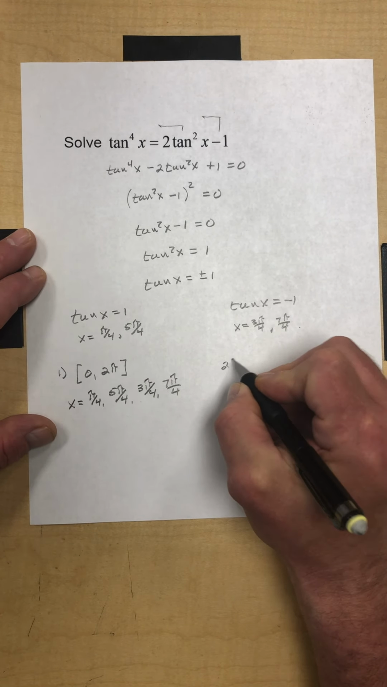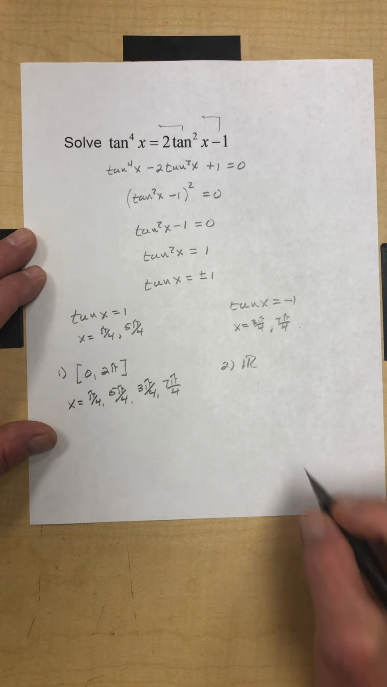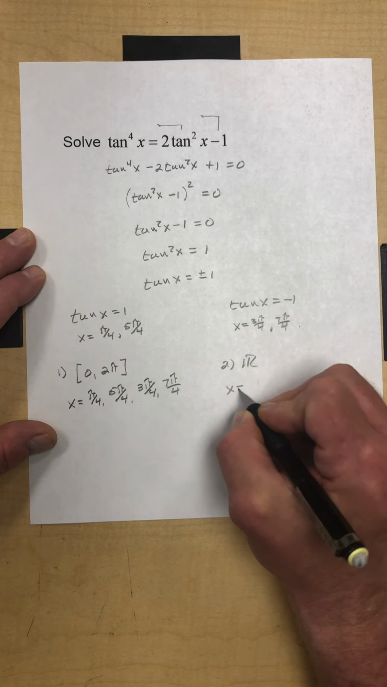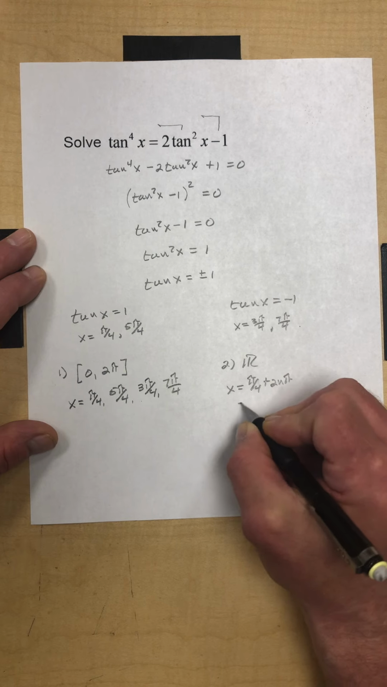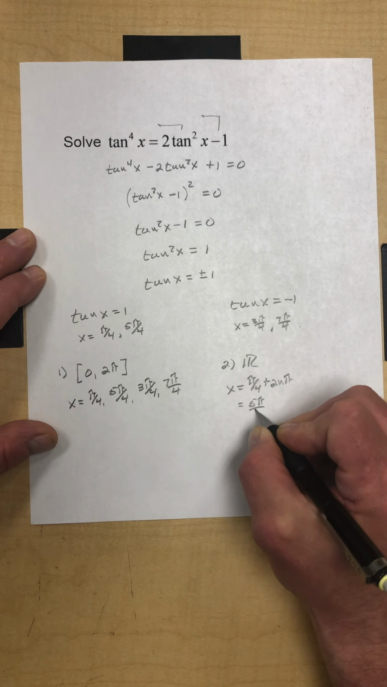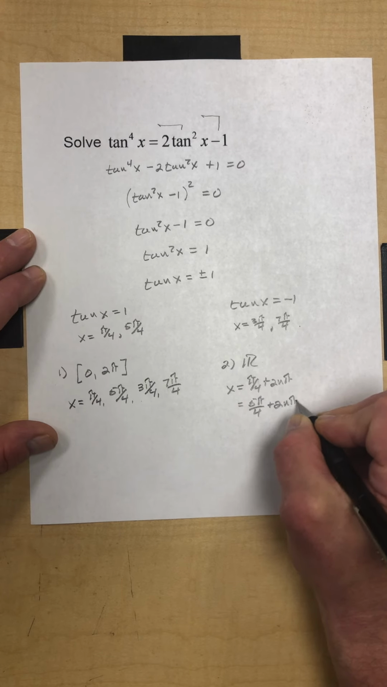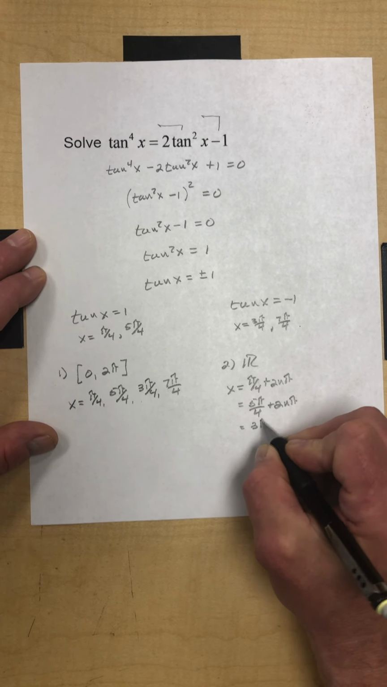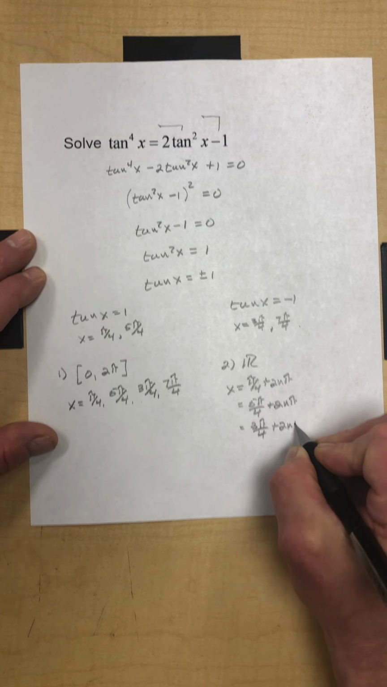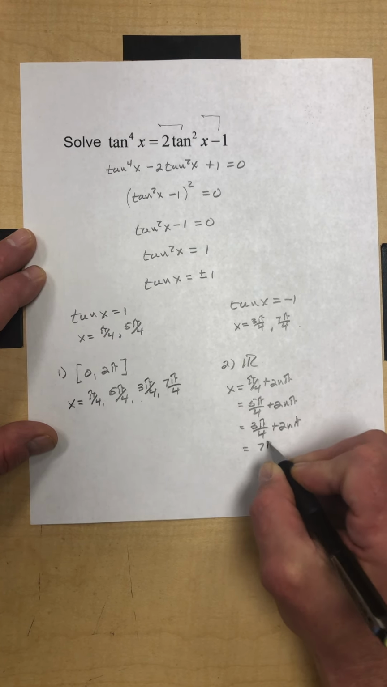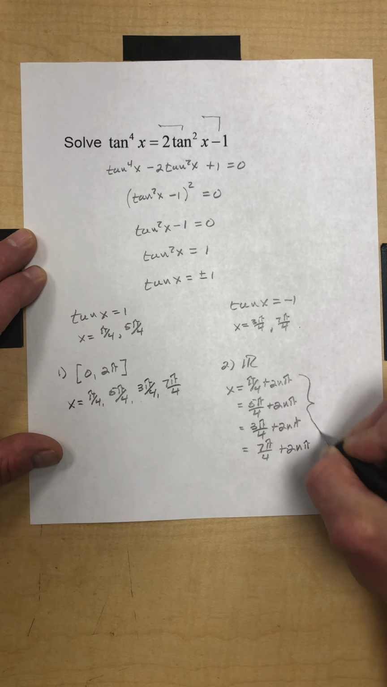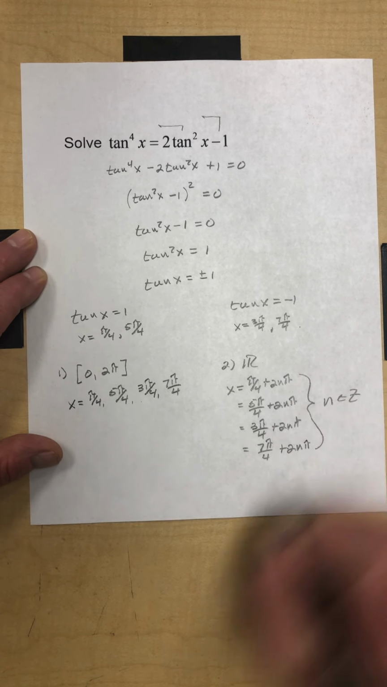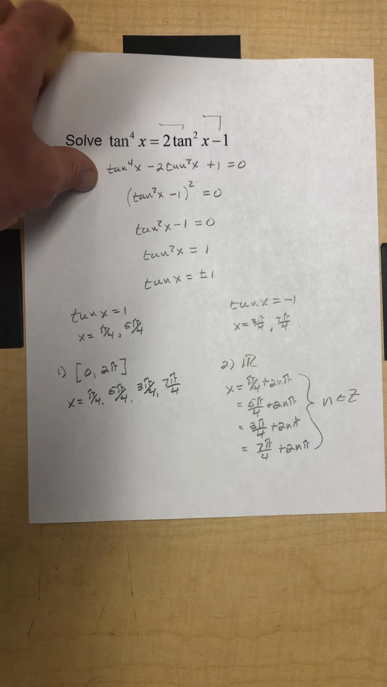And then if we want to go on the set of real numbers, just like we were doing last week, x equals pi over 4 plus 2n pi, and 5 pi over 4 plus 2n pi, and 3 pi over 4 plus 2n pi, and 7 pi over 4 plus 2n pi, where obviously, once again, n is any integer. Okay, so that one's done. All right, no biggie. Let's see this next one.